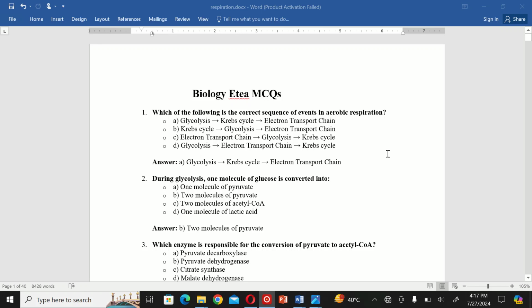Let's get started. The first MCQ is: which of the following is the correct sequence of events in aerobic respiration? A. Glycolysis, Krebs cycle, electron transport chain. B. Krebs cycle, glycolysis, electron transport chain. C. Electron transport chain, glycolysis, Krebs cycle. D. Glycolysis, electron transport chain, Krebs cycle. So the correct sequence is A.